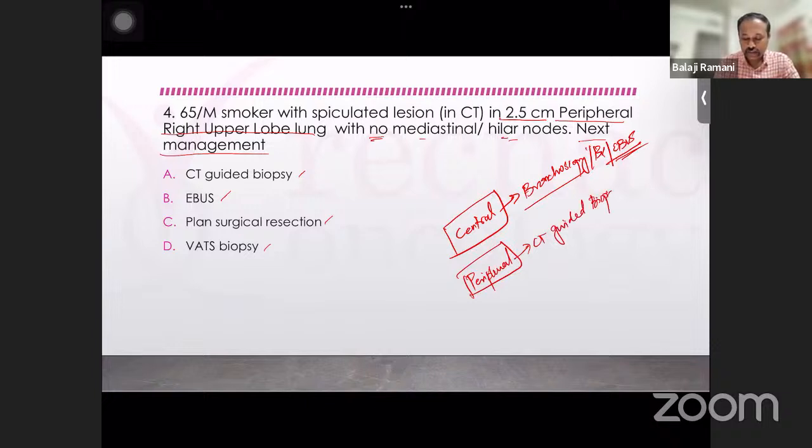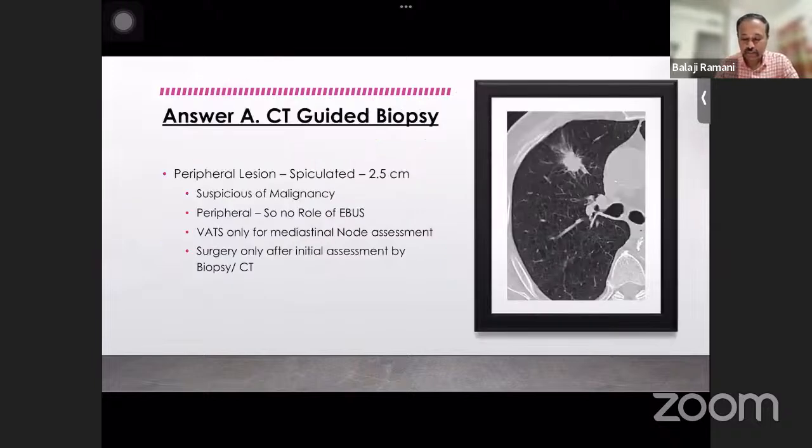So here the question is, what is the next line of management? Now, this is a 2.5 centimeter peripheral lesion. You can see that it is towards the periphery, right upper lobe, somewhere around 2.5 centimeters. Clinically, it is spiculated and looks highly suspicious of malignancy. Since it is peripheral, there is no role of EBUS and bronchoscopy. VATS is usually used for mediastinal node resection, and the initial assessment should be done by a CT guided biopsy.